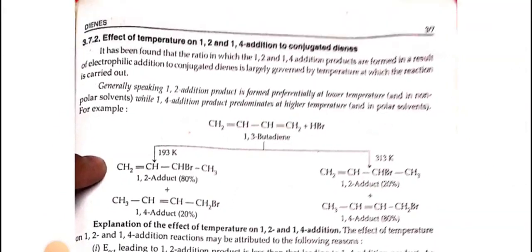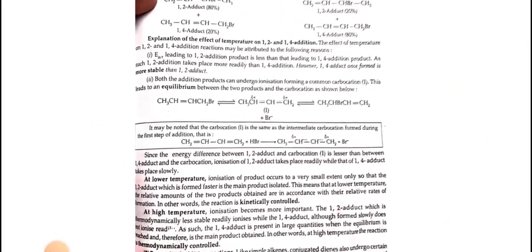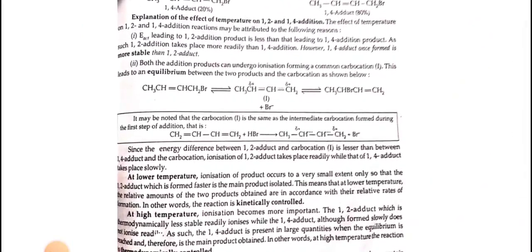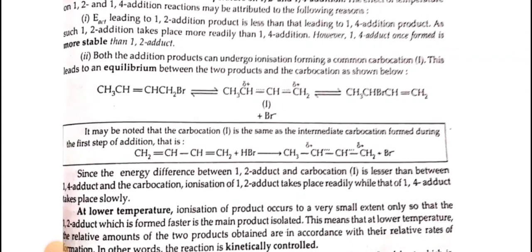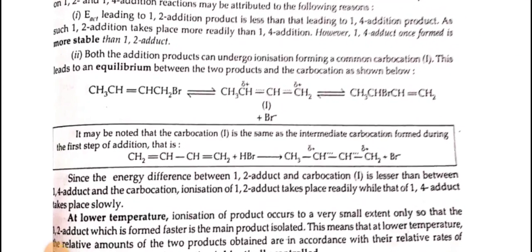Explanation of the effect of temperature on 1,2 and 1,4 addition. The effect of temperature on 1,2 and 1,4 addition reactions may be attributed to the following reasons. First, E act leading to 1,2 addition products is less than that leading to 1,4 addition products. As such, 1,2 addition takes place more readily than 1,4 addition. However, the 1,4 adduct, once formed, is more stable than the 1,2 adduct.